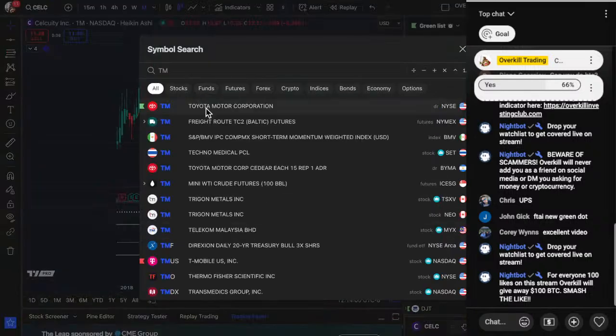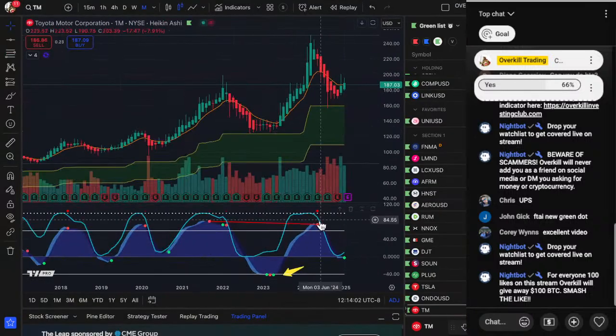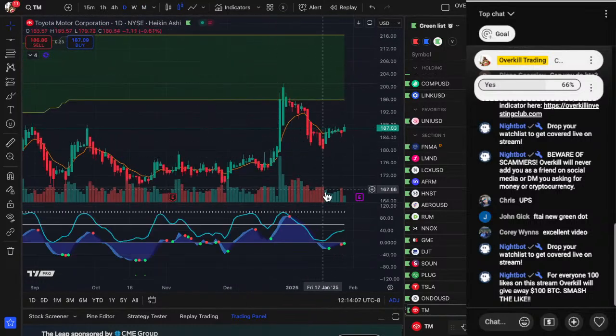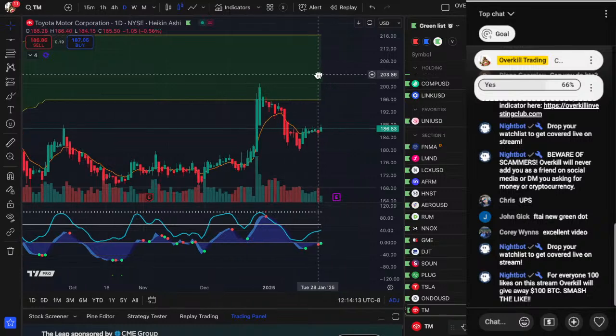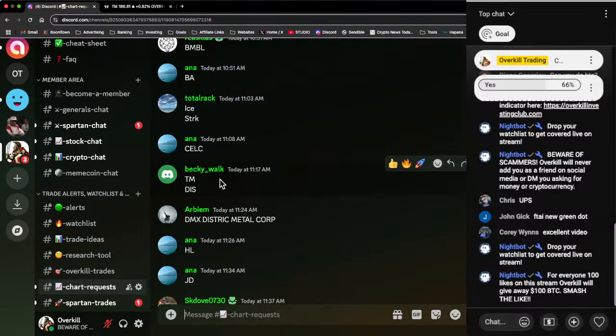We got Toyota Motors. Toyota Motors still looks good. The monthly dot is still active on Toyota Motors. We called this signal out right here on Wednesday last week at 182. It's sitting at 187 now. I think this one has some room to go. I could see this one back at 200 to around 220 here in the next couple of months. They got earnings next Wednesday.